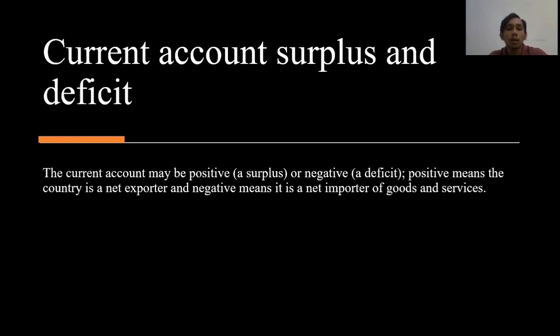A current account surplus increases a nation's net foreign assets by the amount of the surplus, while a current account deficit decreases it by the amount of the deficit.